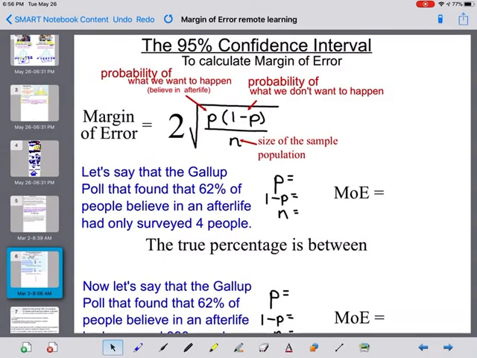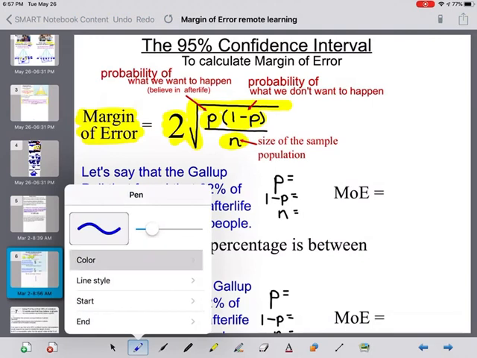The 95% confidence interval. This is really important. This is a formula you do need, so write the formula down. This is how we calculate margin of error. Everything else you can do in the calculator, not this. Margin of error, the formula is 2 times the square root of the probability of what's going to happen as a decimal times the probability of what's not going to happen, which is 1 minus p, divided by n, which is the size of the population.